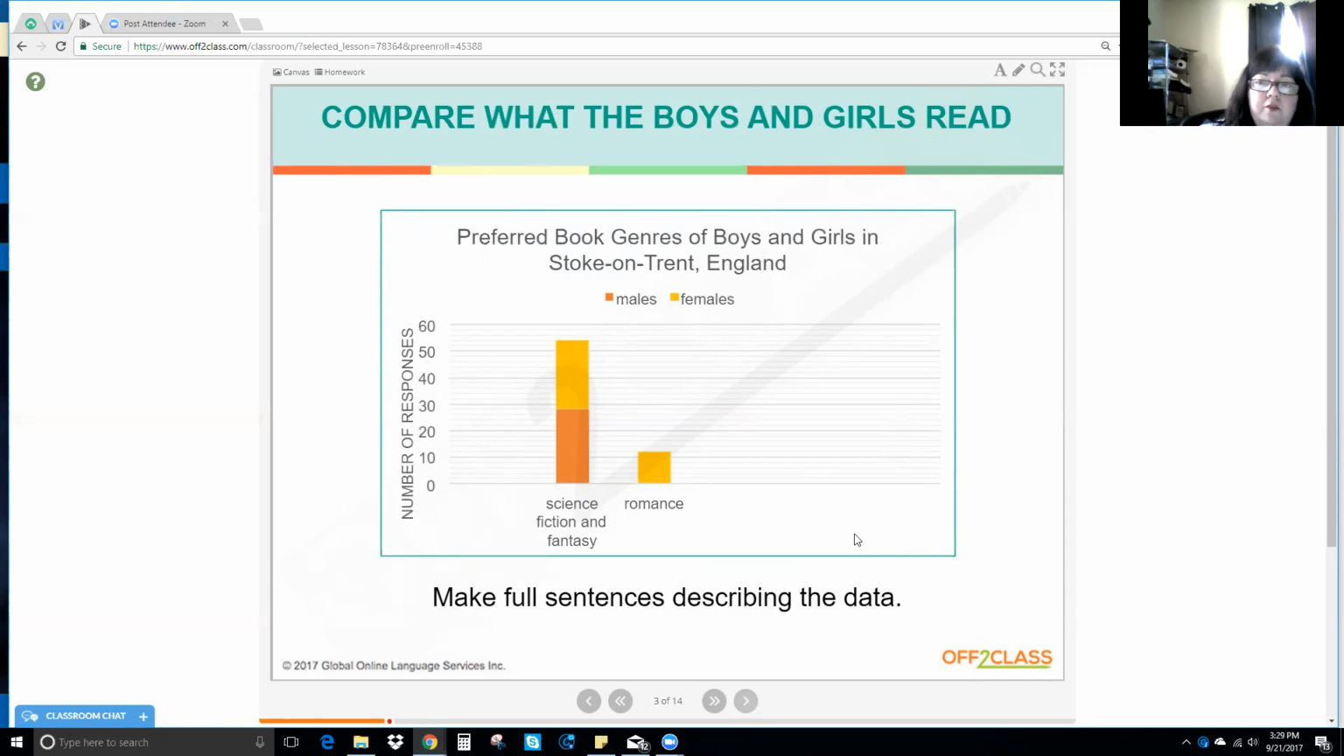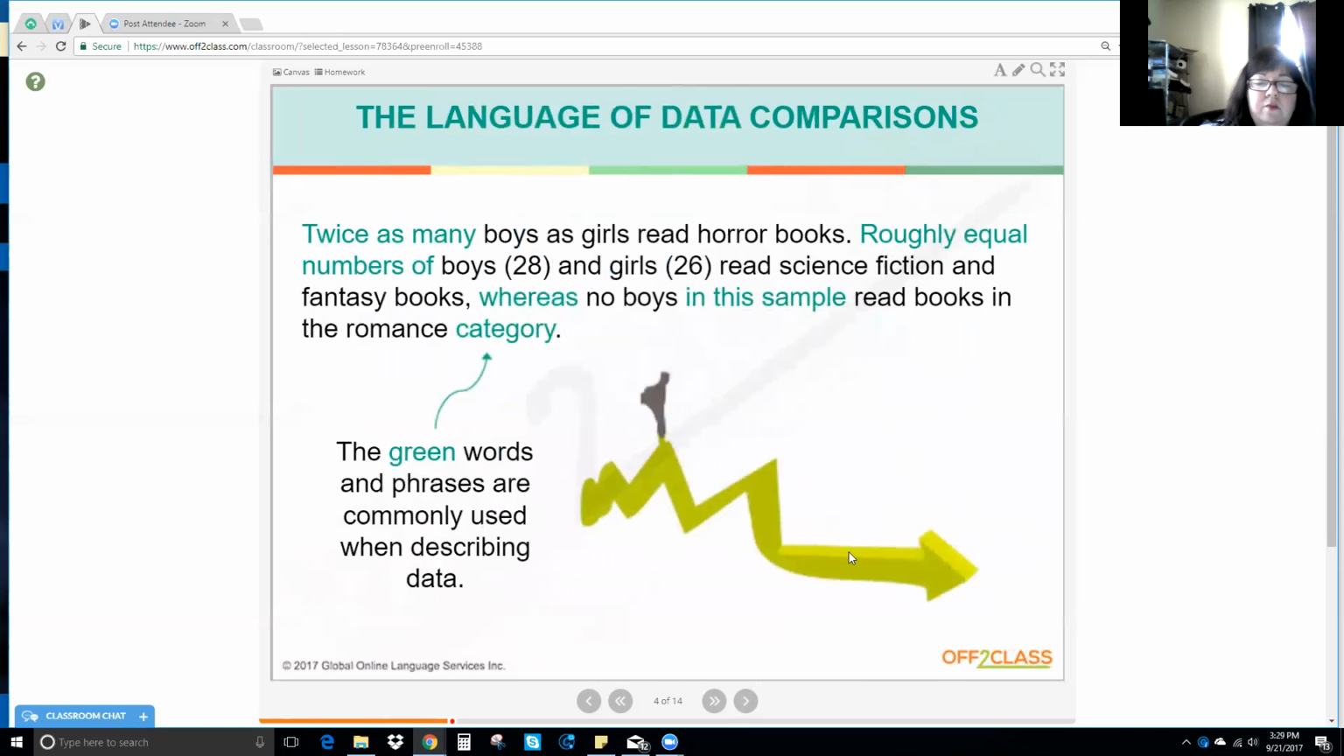Okay, so we'll go ahead and move forward. So again, your response will need to be more detailed and better, but you'll get very good at reading these graphs. Okay, the language of data comparisons. Twice as many boys as girls read horror books. Okay, you might have heard me say half as many boys as girls responded. This is terminology you'll have to learn. Twice as many, half as many, double.